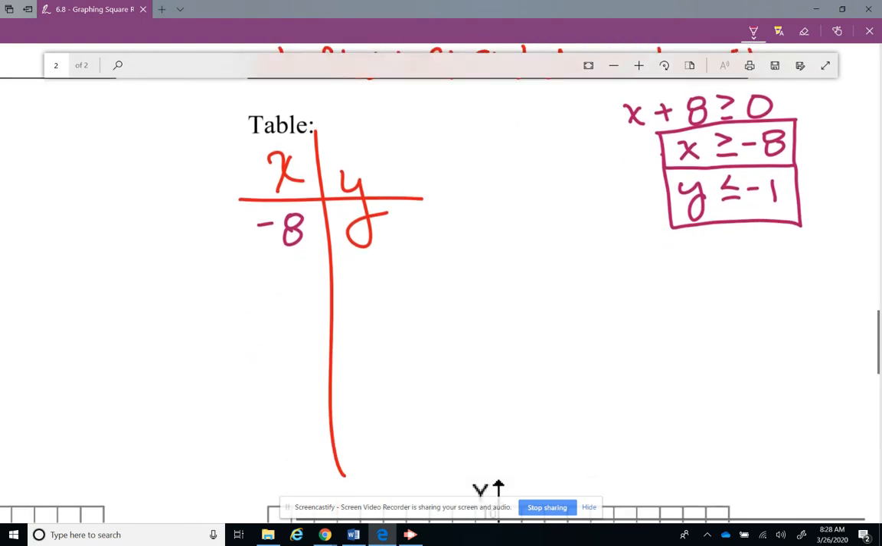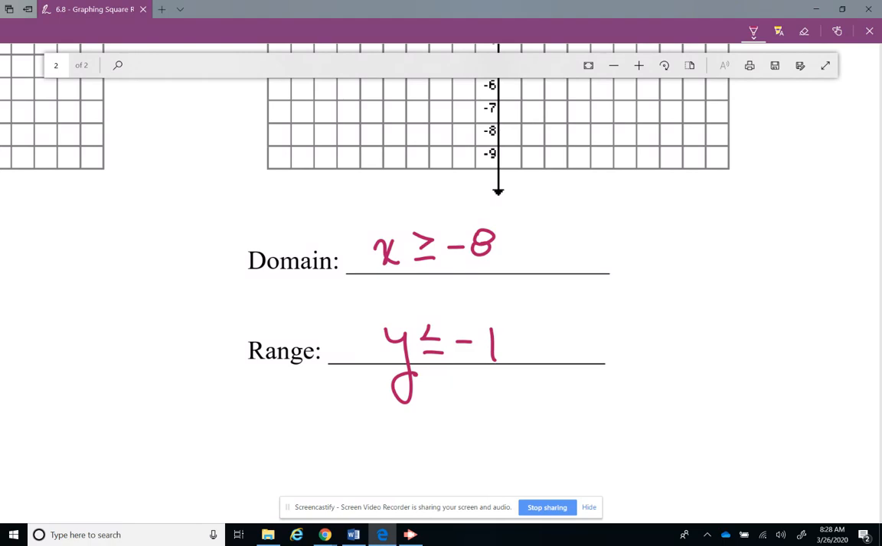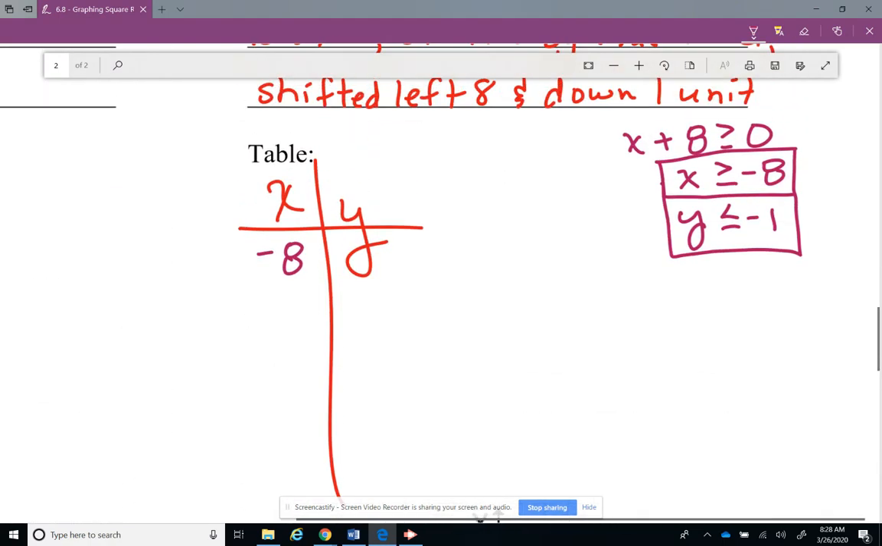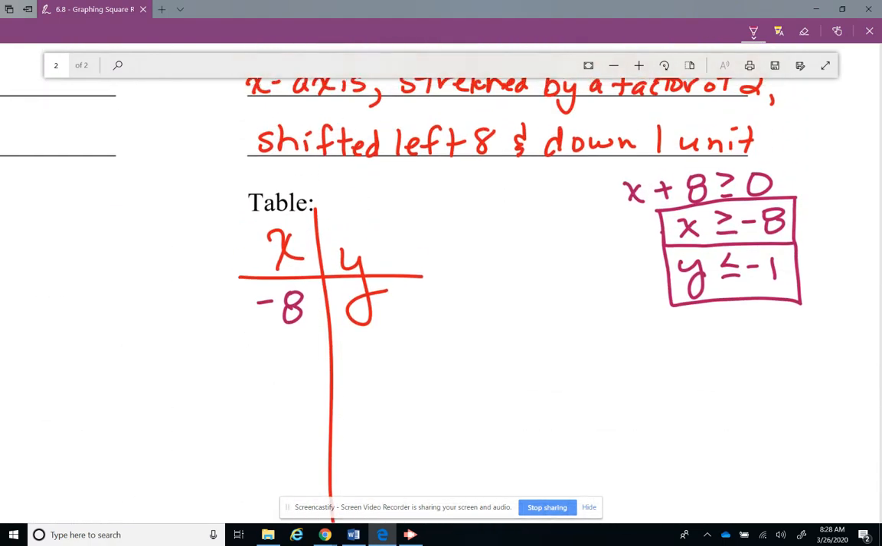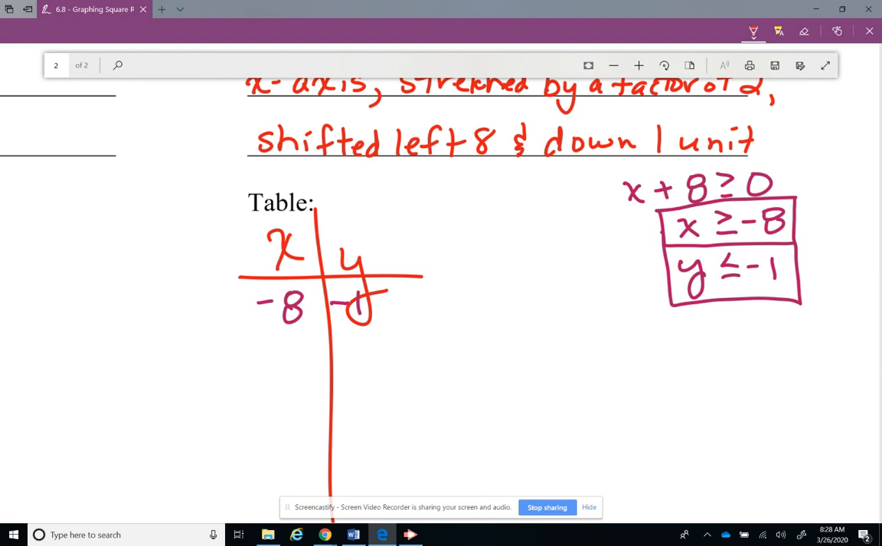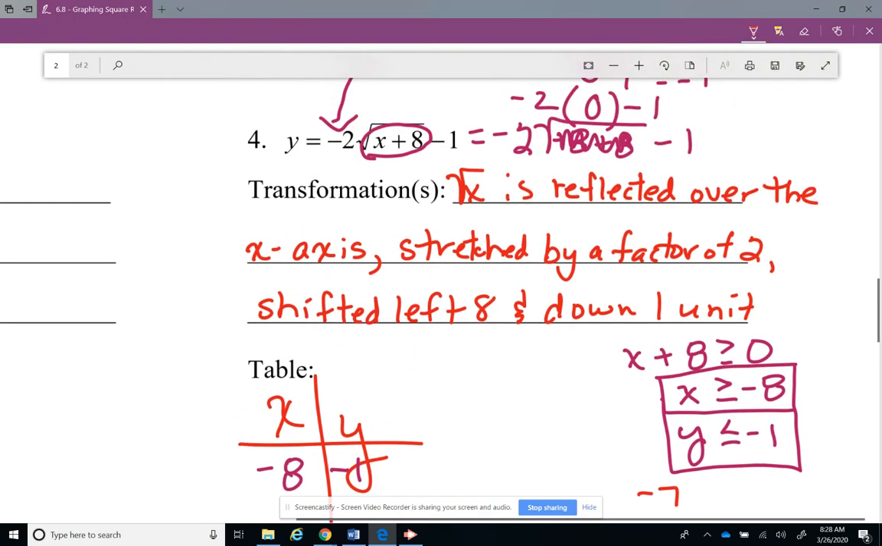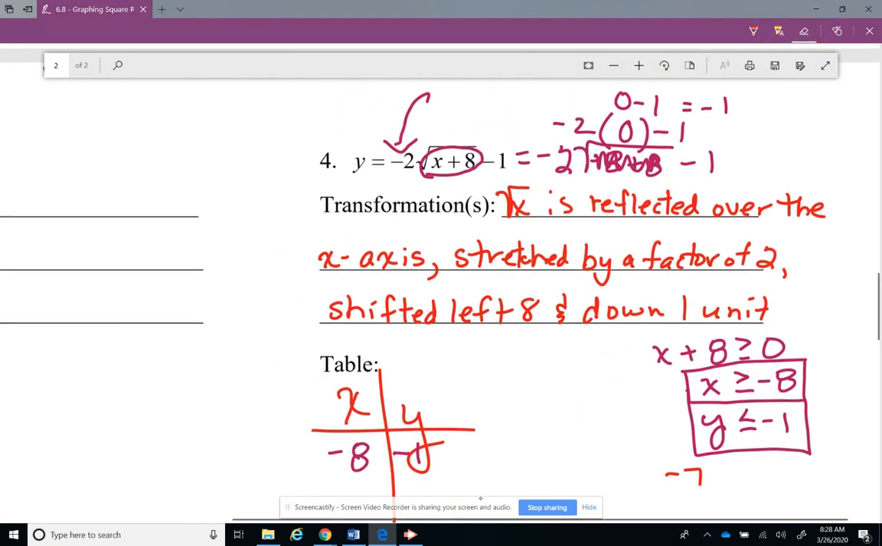All right, scroll down to the bottom. We have y is less than or equal to negative 1. We have our range. All right, so now we're going to go back to what our domain is, negative 8. Let me put a negative 1 in my table, and let's think of a number that is greater than negative 8. All right, so let's start with negative 7. Let's go plug that one in.